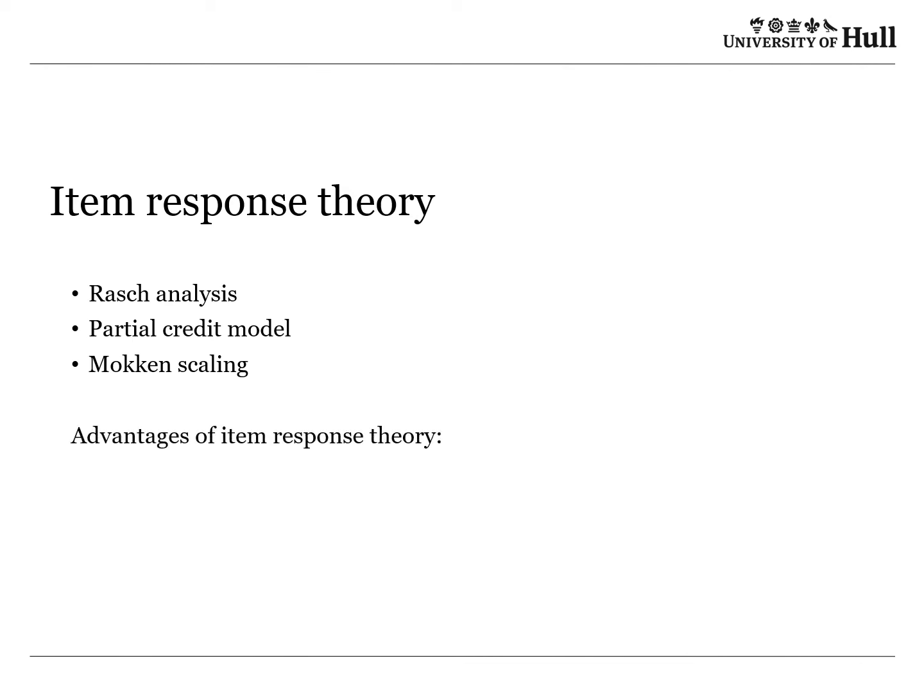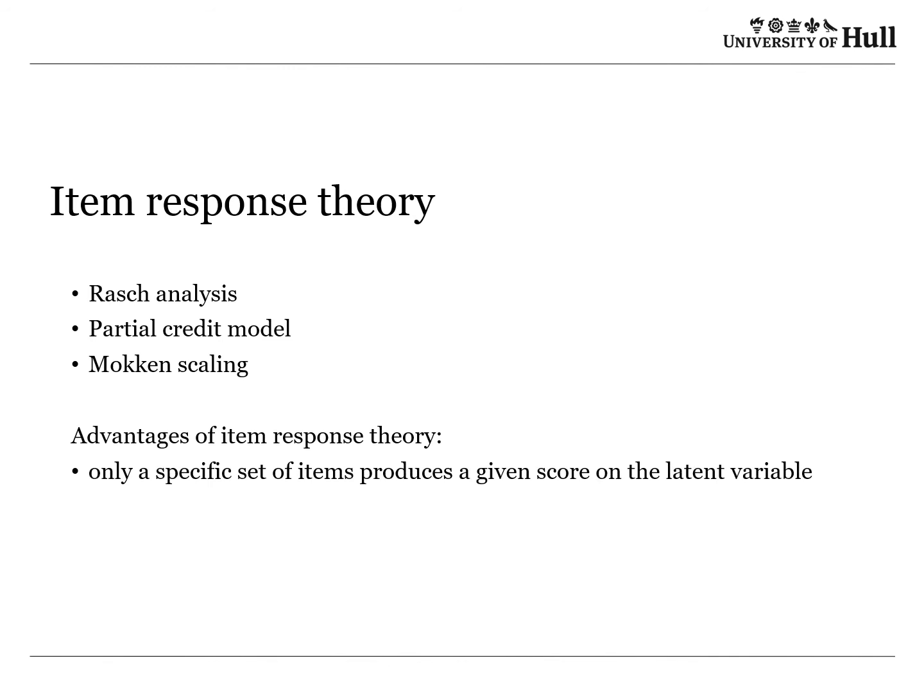Finally, to recap, the advantages of item response theory are that only a specific set of items produces a given score on a latent variable. So in other words, not all items will add to that in a sensible way, and there are parameters for working that out. And therefore, you will know what a score means. If I tell you that somebody's got a score on a depression scale of 5, you know exactly what that means, and you know which items are included under that.